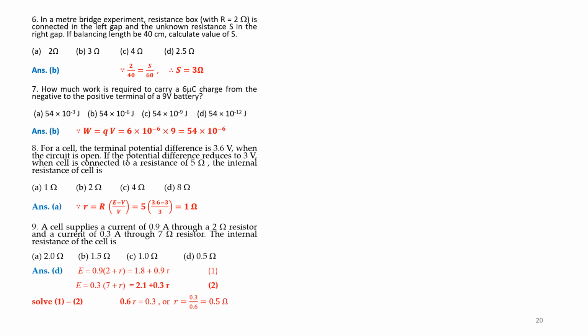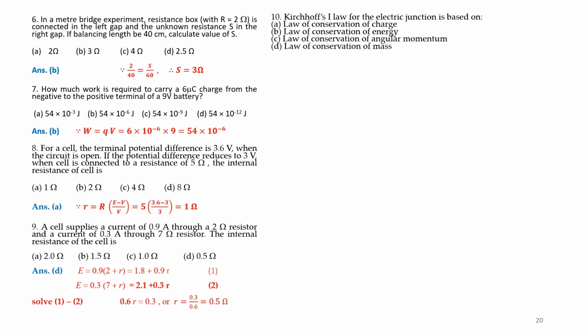Then it also carries a current of 0.3 in the 7 ohm resistor, that is 0.3 into (7 plus r), that is equal to 2.1 plus 0.3 r. This is equation number 2, and the previous equation was equation number 1. Subtracting 2 from 1, we get 0.6 r is equal to 0.3, or r is equal to 0.3 divided by 0.6, that is equal to half. The answer is 0.5 ohms. D is the answer.